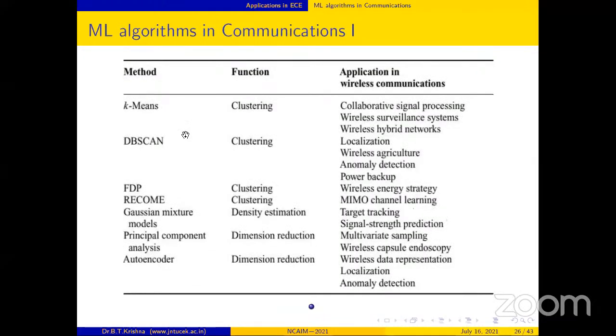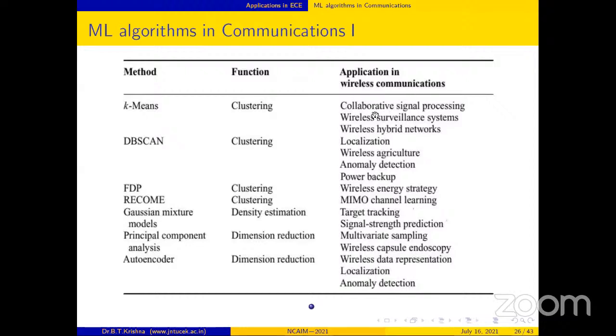Now let us go to the unsupervised learning applications. Here, these are the methodologies they have followed: k-means clustering, DBSCAN method, Gaussian mixture models, principal component analysis method, and autoencoder. And here, this is the basic task, whether it is a clustering technique or dimensionality reduction. That means in unsupervised learning, you have two categories: clustering or dimensionality reduction.